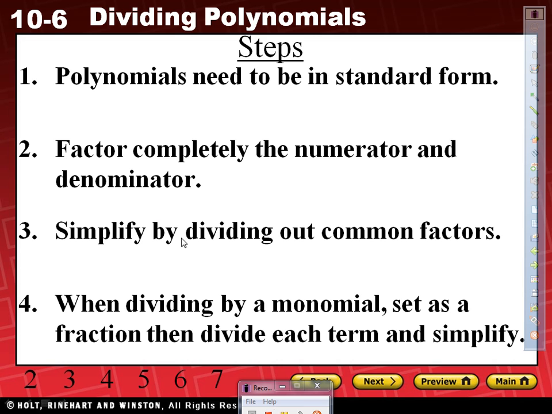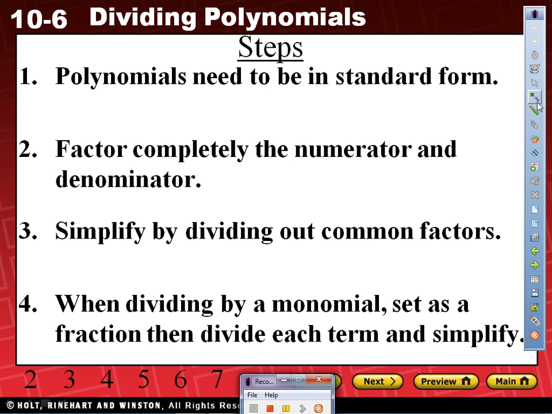Step 3, simplify by dividing out common factors. And step 4, when dividing by a monomial, set as a fraction, then divide each term and simplify. Copy that, please.